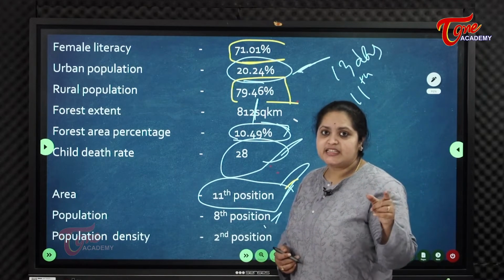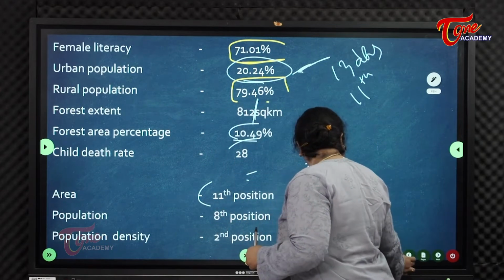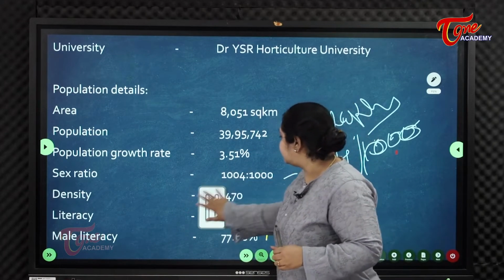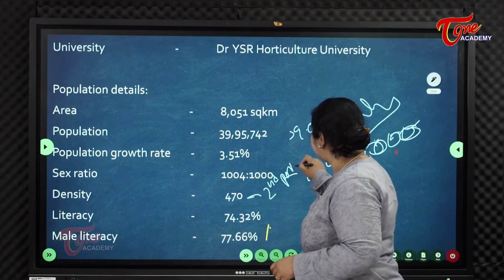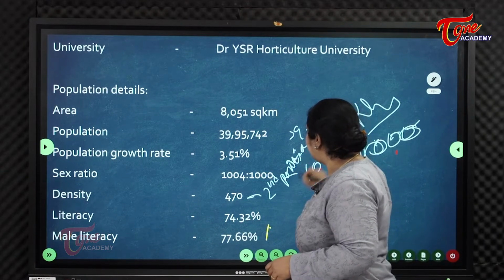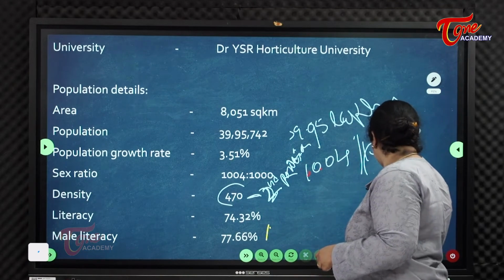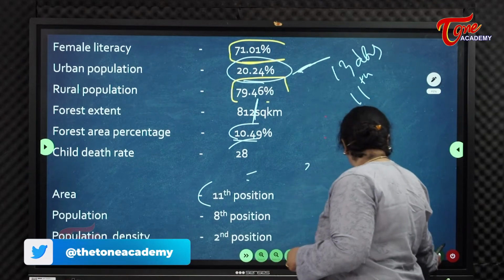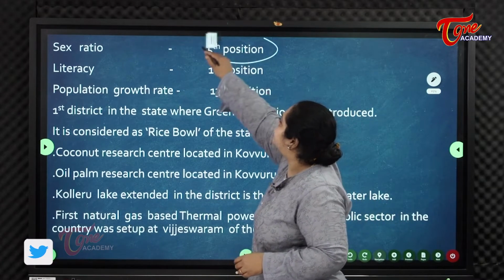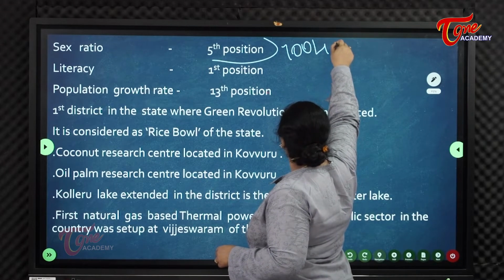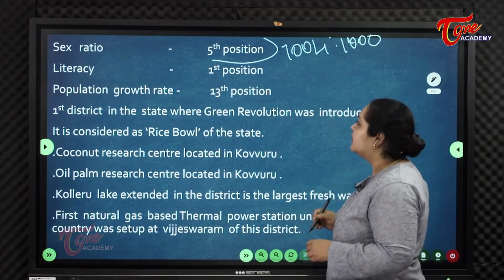Next, population density. It stands in 2nd position. We have seen that nearly 470 is the population density. So, 2nd position in the state of Andhra Pradesh. This district occupies 2nd position in population density. Next, coming to sex ratio, it is in the 5th position, 1004 females per 1000 males.